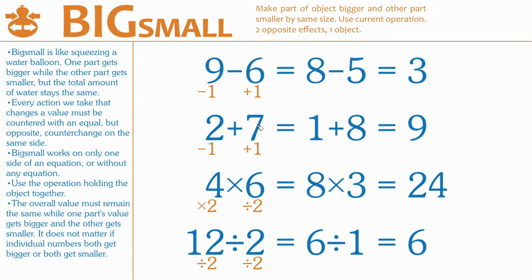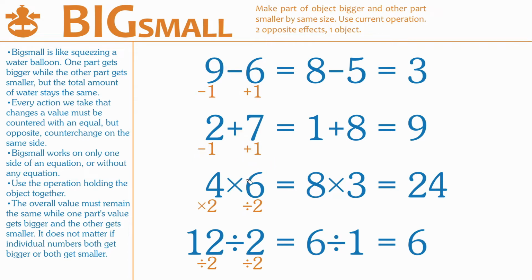2 and 7 are two separate terms connected by combining. So I'm going to use combining. I added and subtracted. Up here, I was combining the 9 and the 6. I combined 1 to both of them.